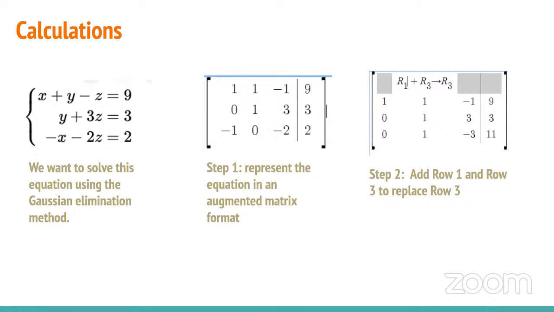If we add row 1 and row 3, then the result of row 1 plus row 3 will be used to replace the entirety of row 3. That is simply the meaning there. So if we were to add row 1 and row 3, let's do it.